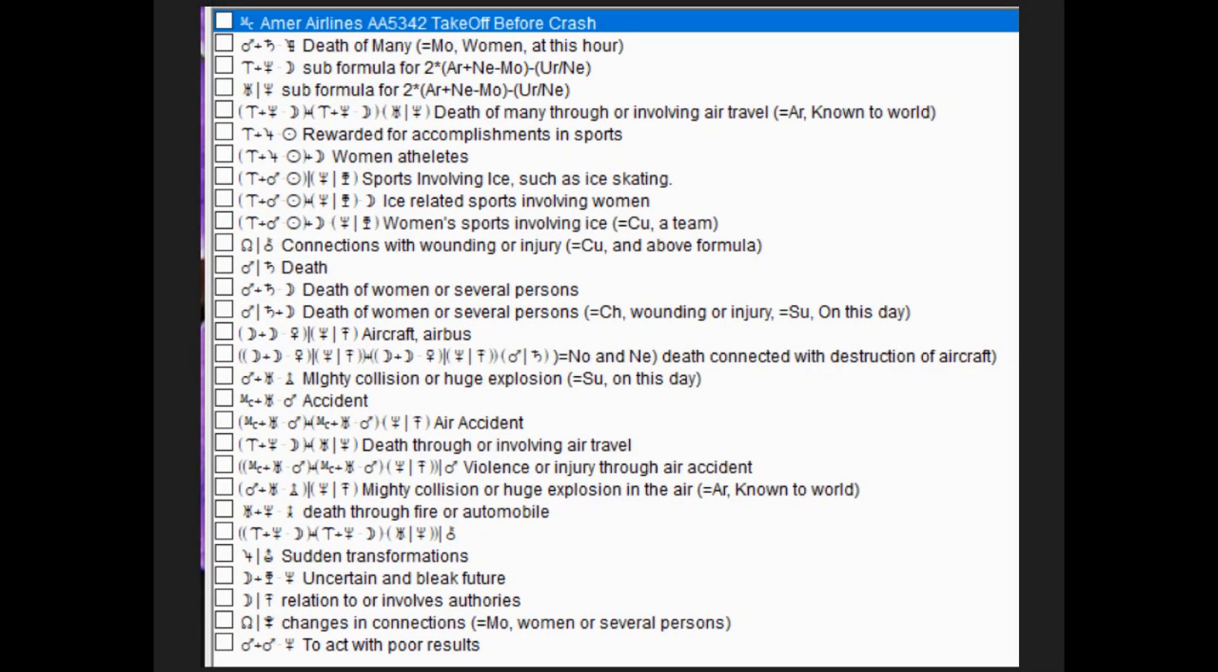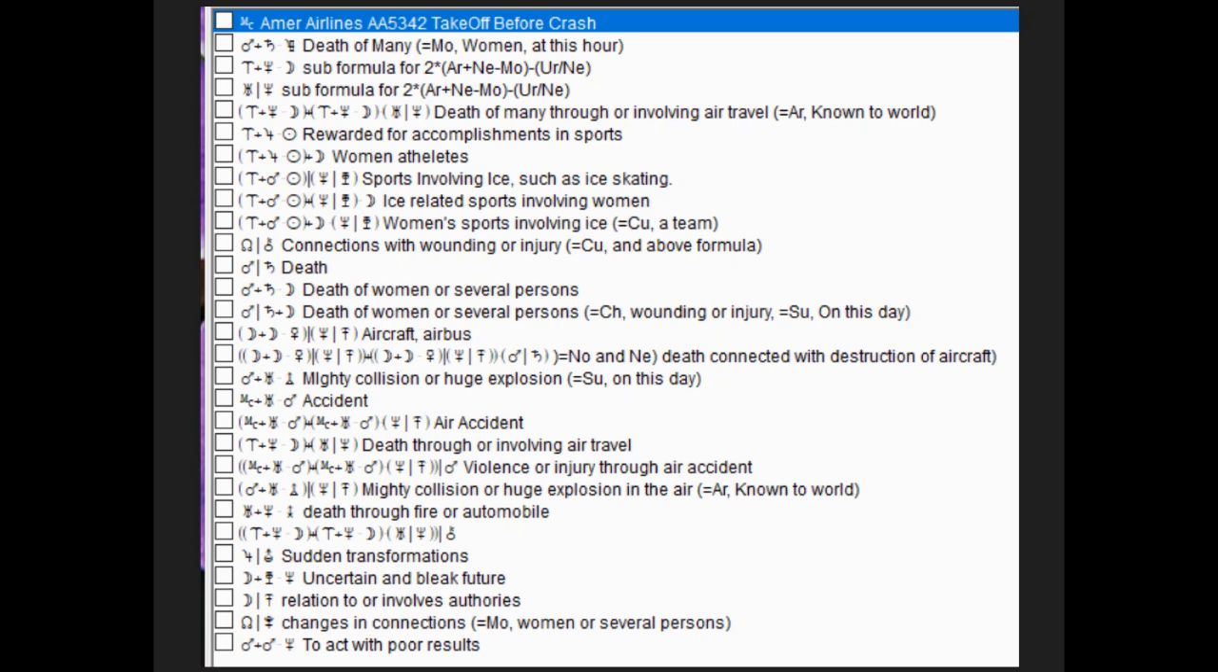When I did the analysis on the 90-degree dial of the American Airlines takeoff before the crash, I found these formulas. I included the descriptions of the people who were passengers of the flight. But of course, these formulas are very explicit.